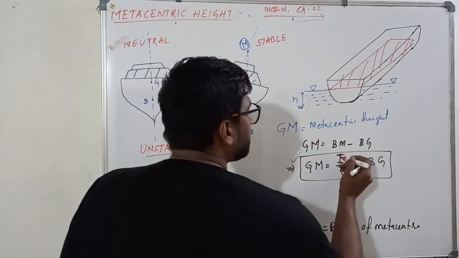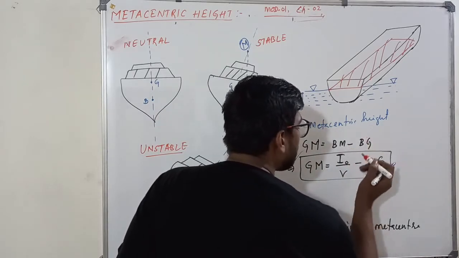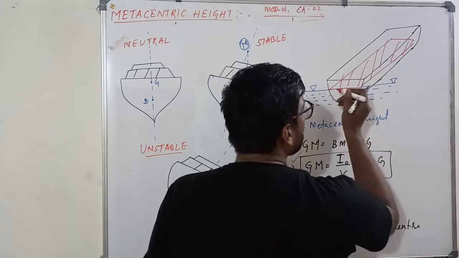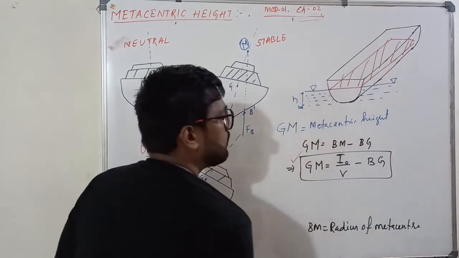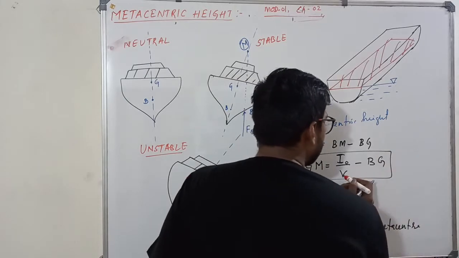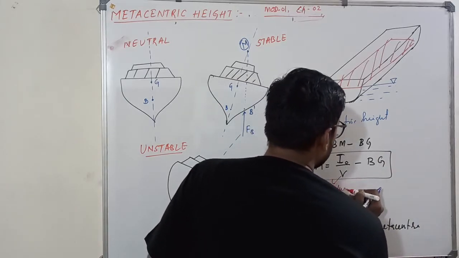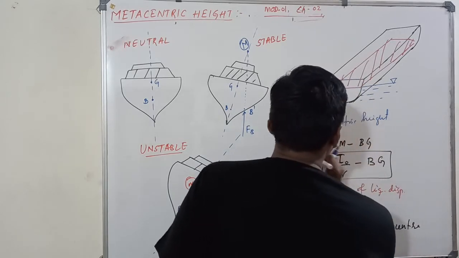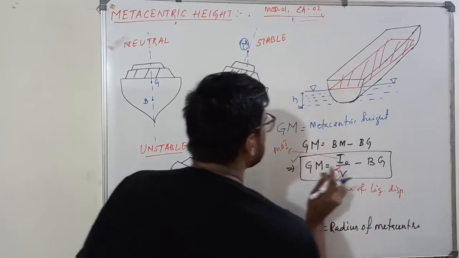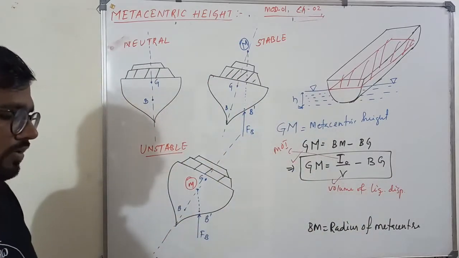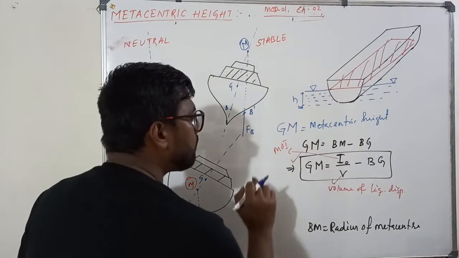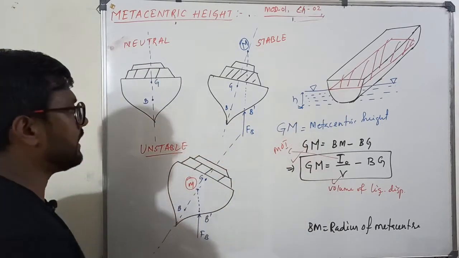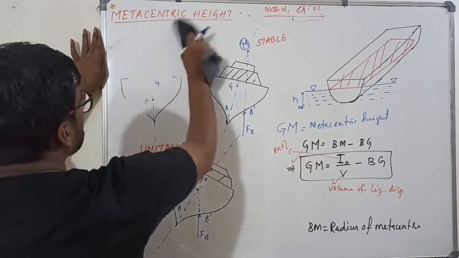Okay, you understood? What is I naught? I naught is the moment of inertia about the plane which is in parallel with the free surface of the liquid. V is the volume of liquid displaced. BG is the distance between the center of buoyancy and the centroid. So this is your metacentric height. GM is the metacentric height. Very good.